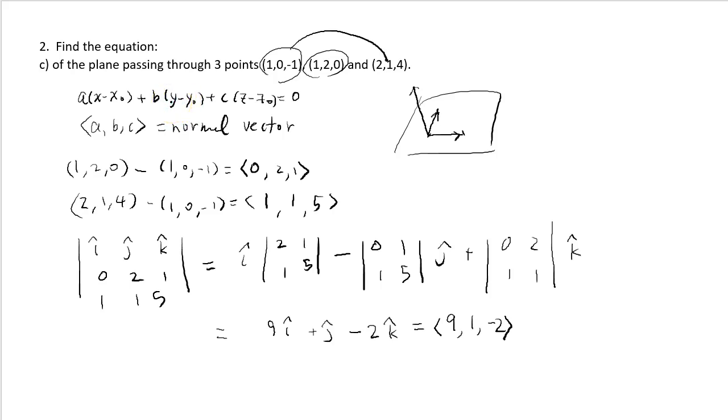This formula is 9 times x minus, well, I have to pick something as x naught, y naught, z naught. So let's say this one, okay? X naught, y naught, z naught is this vector here. So it's x minus 1 plus 1 times y minus 0, and then minus 2 times z minus negative 1 equal to 0.